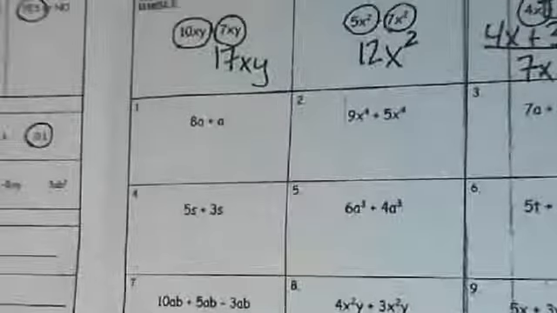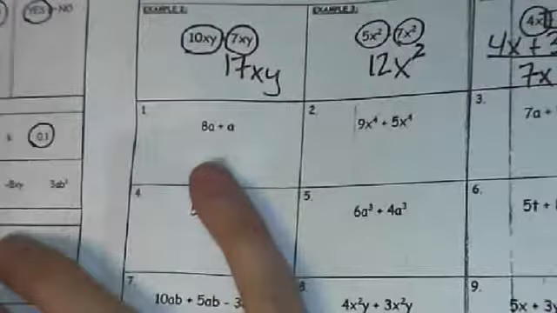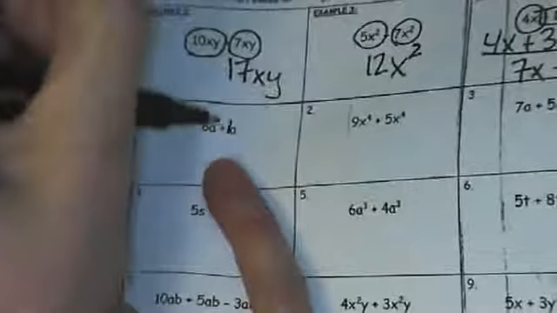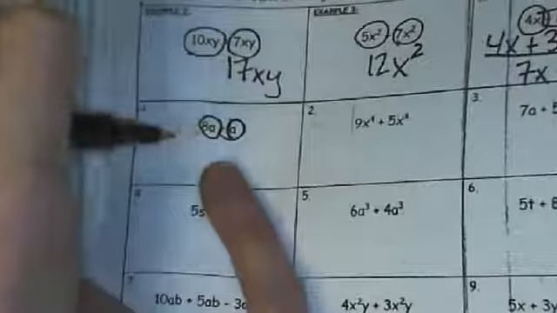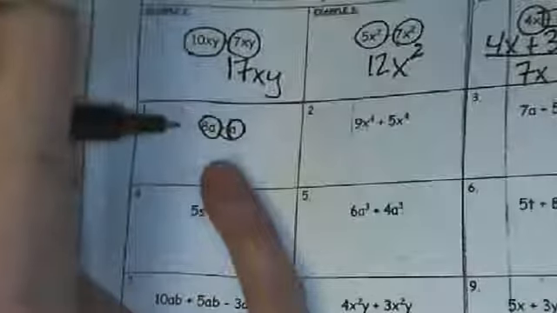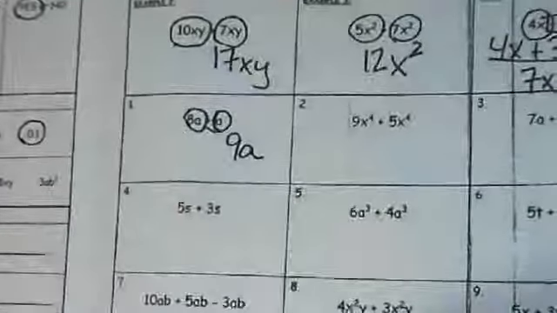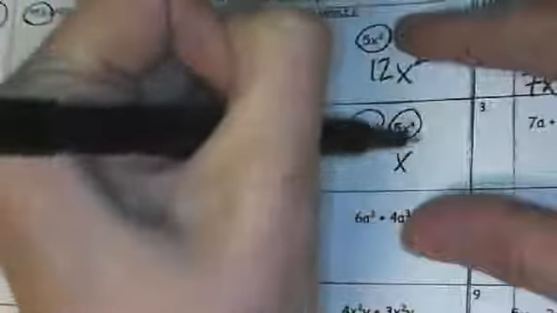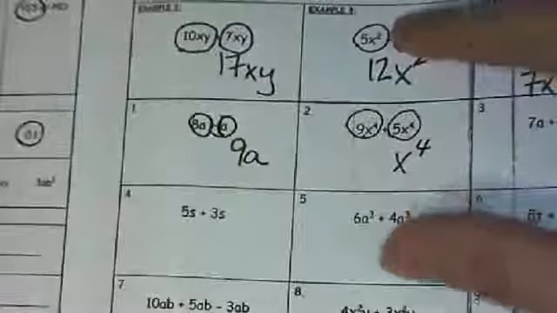Alright, so for number 1, 8a plus 1a, they both have the same variable. So 8a plus 1a is 9a. That's pretty simple. Then this one, I have to check. The x to the fourth and x to the fourth, so they're like terms. So keep the same variable with the same power, and 9 plus 5 is 14x to the 4th.